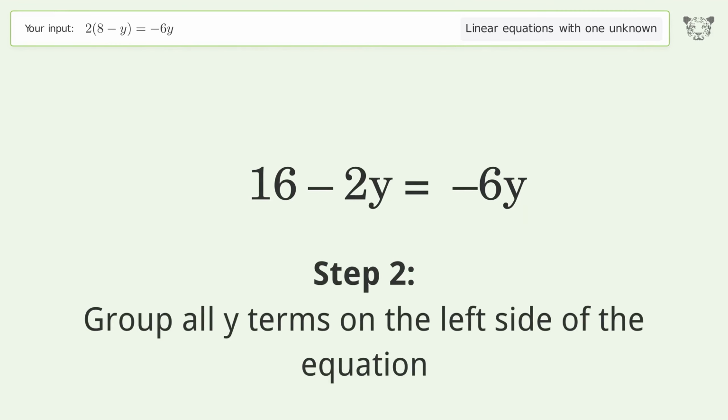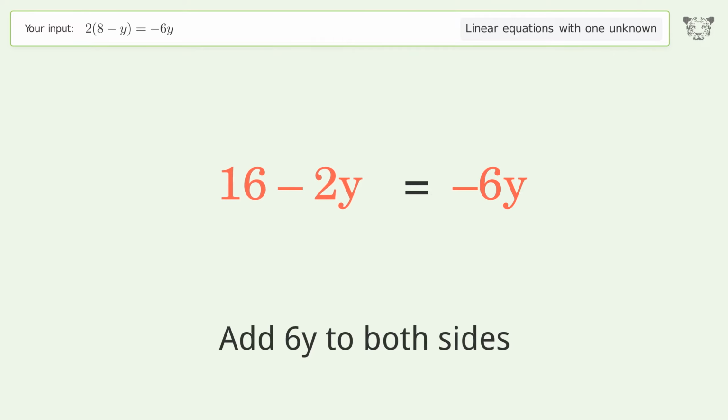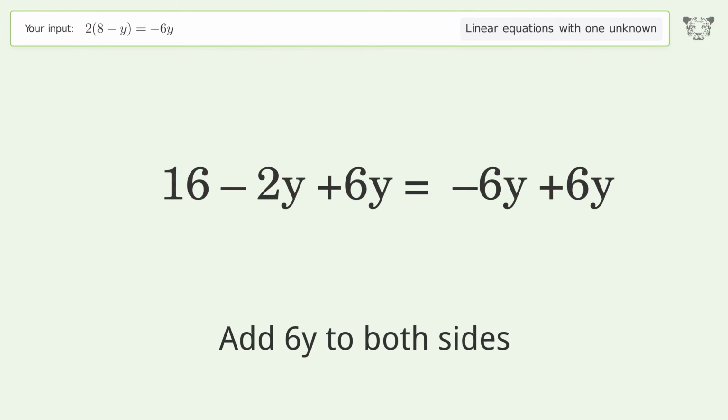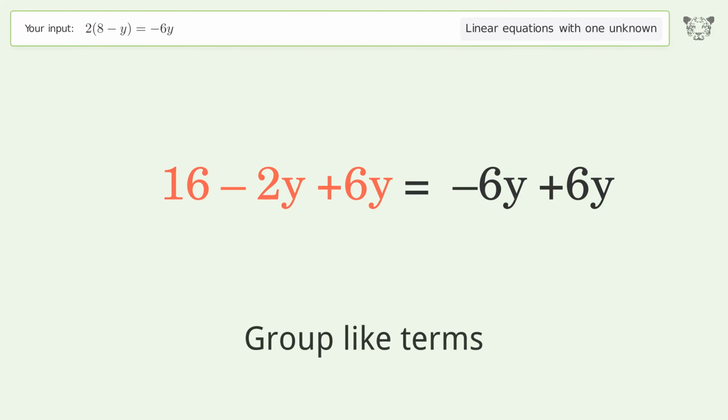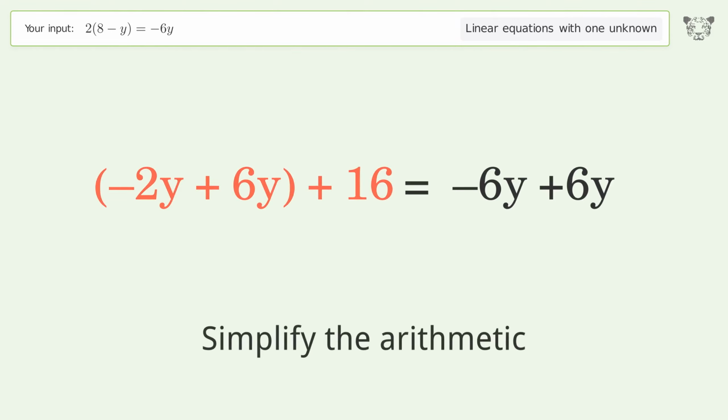Group all y terms on the left side of the equation. Add 6y to both sides. Group like terms. Simplify the arithmetic.